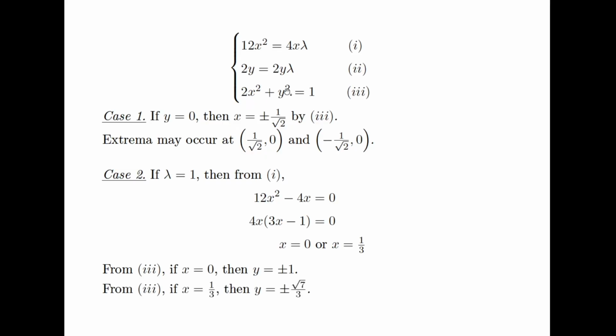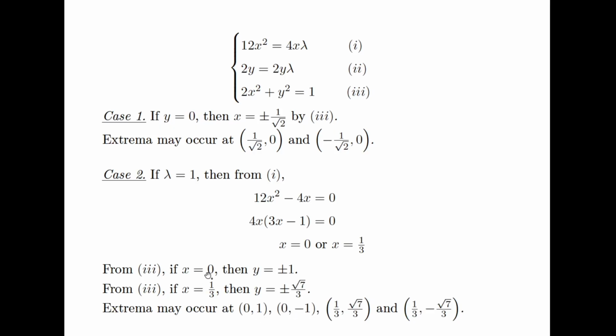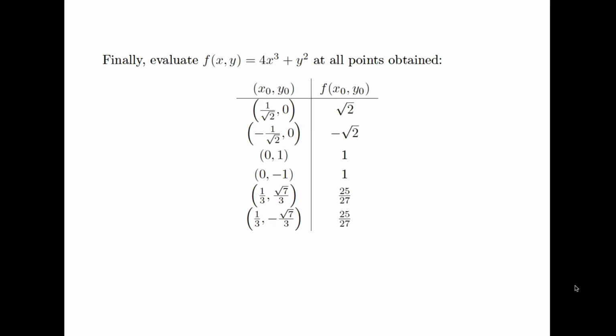Or, if x is 1/3, then we can solve for y to be plus or minus square root of 7 over 3. Therefore, we have the critical points (0, 1), (0, negative 1), (1/3, positive square root of 7 over 3), and (1/3, negative square root of 7 over 3). So the system of equations from the method of Lagrange multipliers gave us all these 6 critical points. The next step is to evaluate our objective function f of x, y equals 4x cubed plus y squared at all the critical points obtained from the previous step.